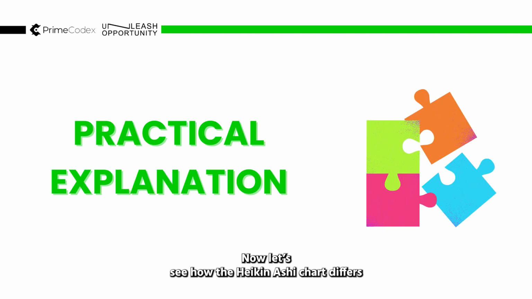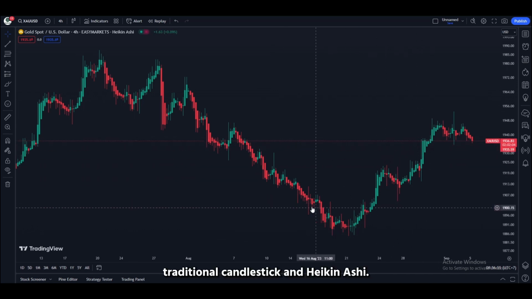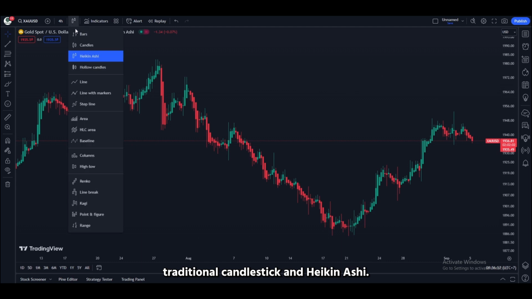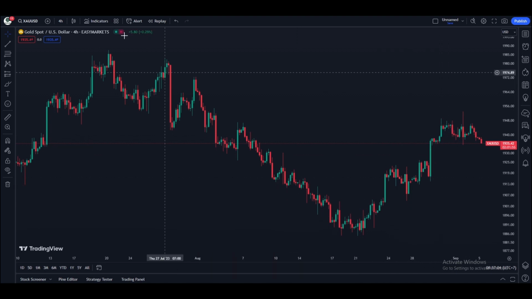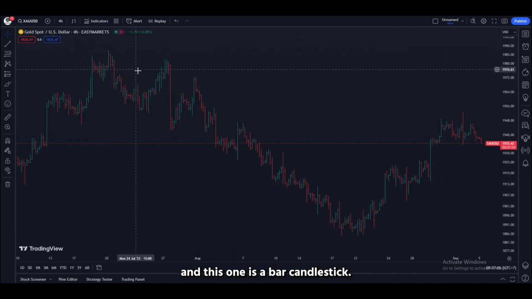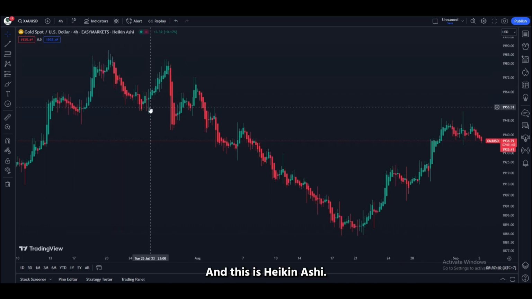Now let's see how the Heikin Ashi charts differ from the traditional Japanese candlestick. So let's see how they look on the chart. As you can see, this is the difference between traditional candlestick and Heikin Ashi. This is the traditional one, which is the Japanese candlestick, and this one is a bar candlestick, and this is Heikin Ashi.